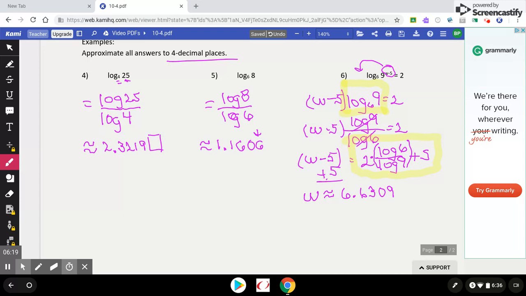So that's the conclusion of section 10.4: the change of base formula and some log problems. Hope you followed.